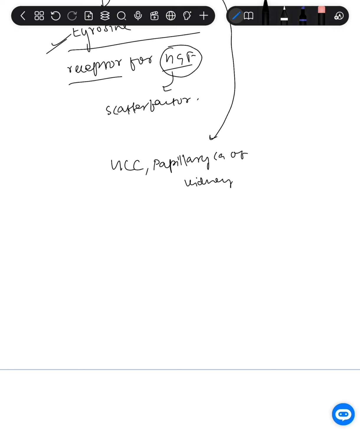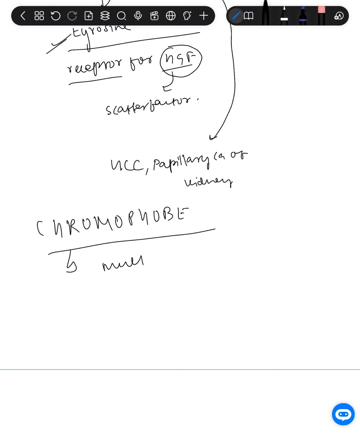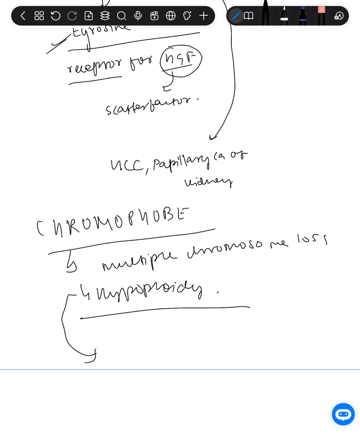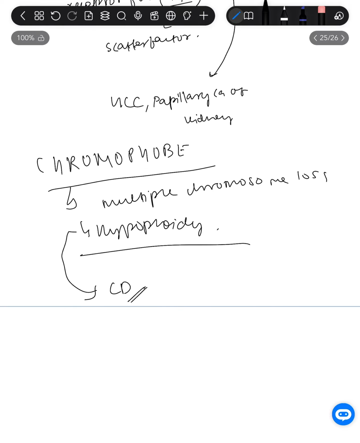Then moving on to what happens in chromophobe, multilocular, collecting, and medullary, I'll tell you the brief of that, otherwise I am not going into details. What happens in chromophobe renal cell carcinoma? What we know is there is multiple chromosome loss, which leads to hypoploidy. This is a carcinoma arising from the collecting duct.